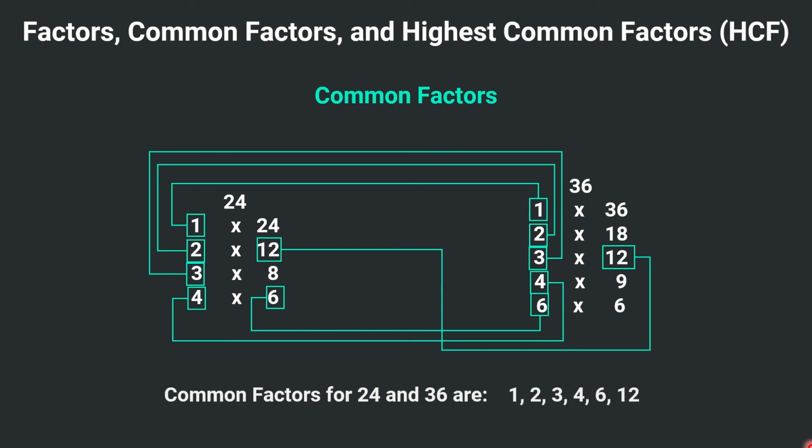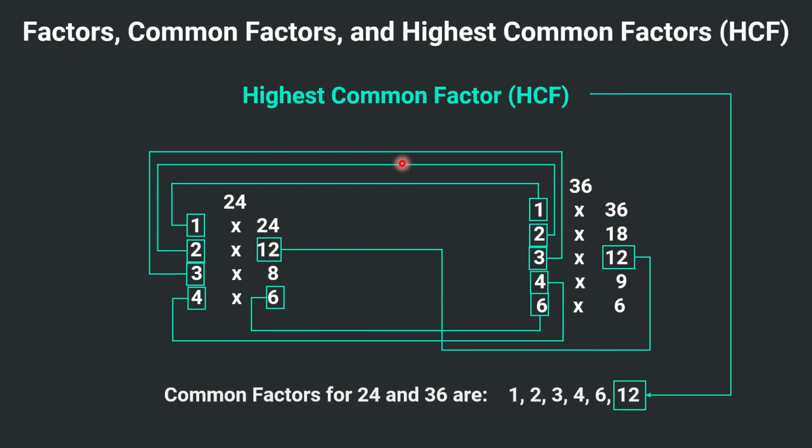So these are the common factors for 24 and 36. Now if we talk about the highest common factor, the greatest of the common factors is called the highest common factor. So these are our common factors. What is the greatest number of them? 12 is the greatest number. So the highest common factor for 24 and 36 is 12.